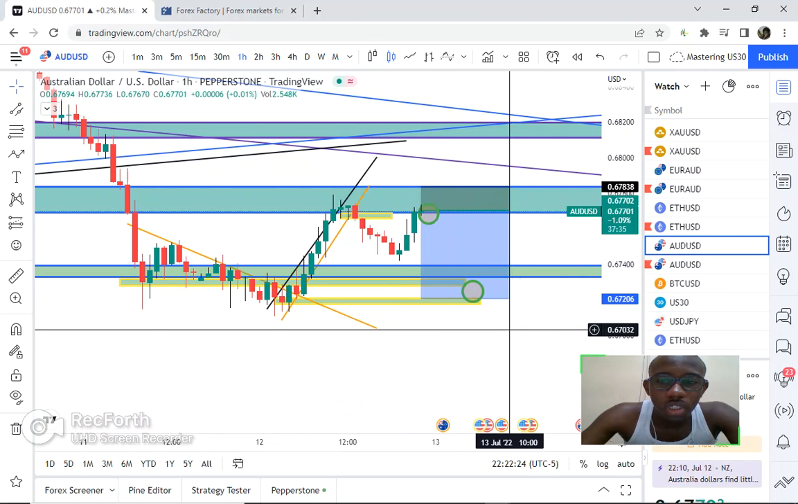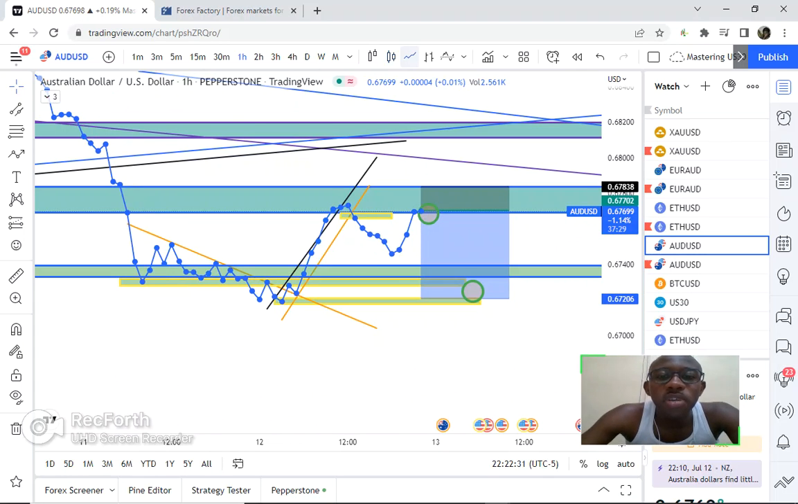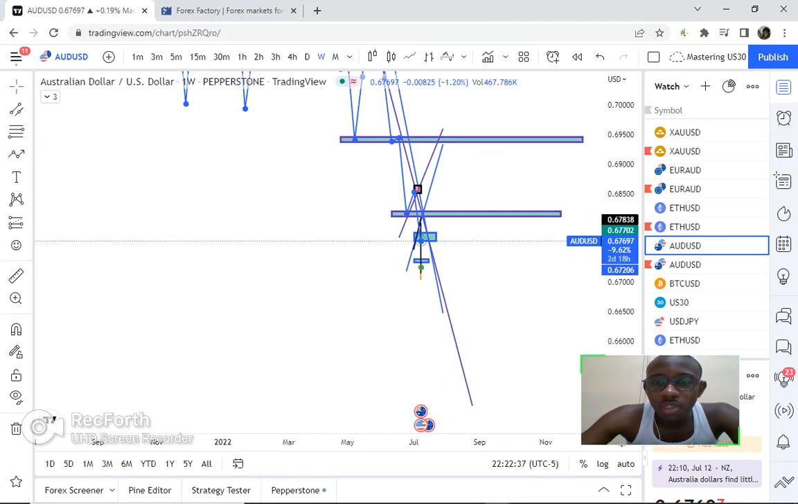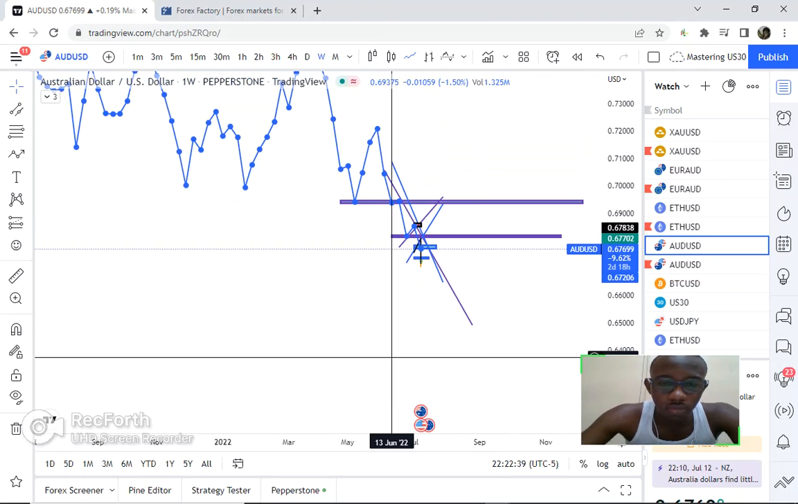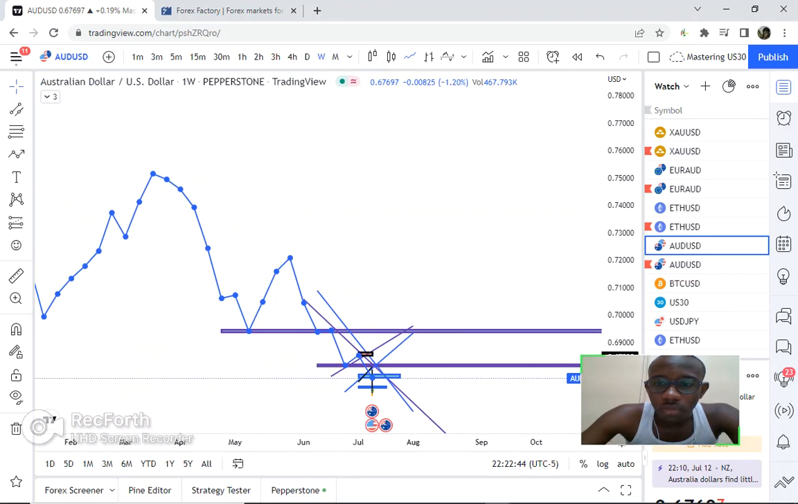So actually I'm in the trade now, but I'll just walk you through it so that you can see my perspective on why I took the entry there. As you know, I would have started from the weekly time frame doing the top down analysis.